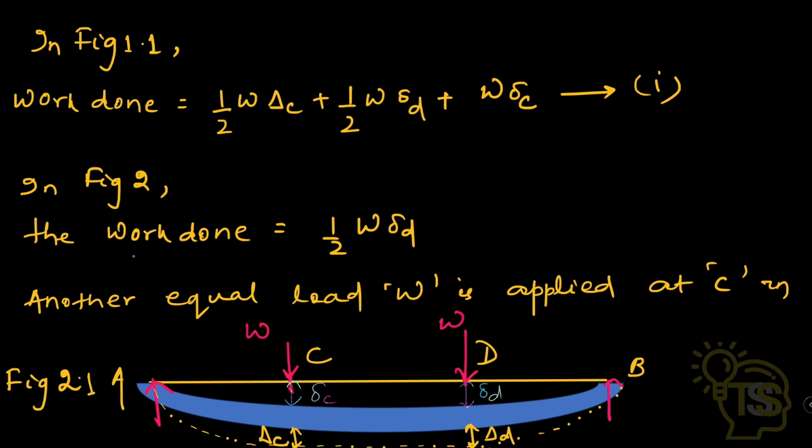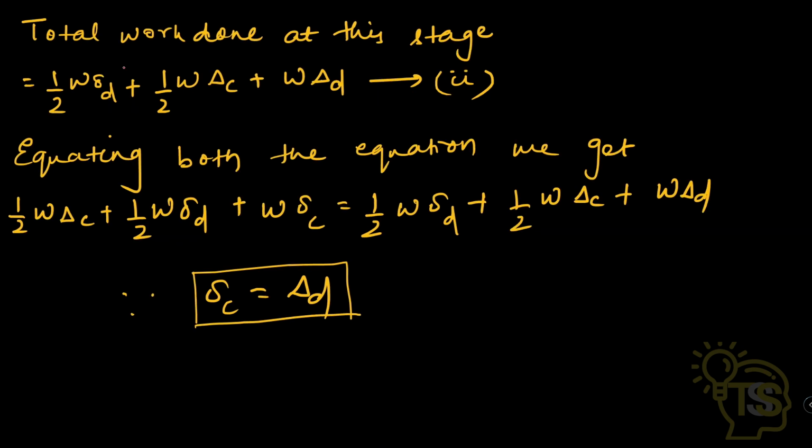Similarly, in figure 2, the work done is half W small del D. Another equal load W is applied at C, and for this load W, additional deflection capital del C occurs at point C and capital del D occurs at point D. Let's take it as figure 2.1. So the total work done at this stage is equal to half W small del D plus half W capital del C plus W capital del D. Let's take this as equation 2.